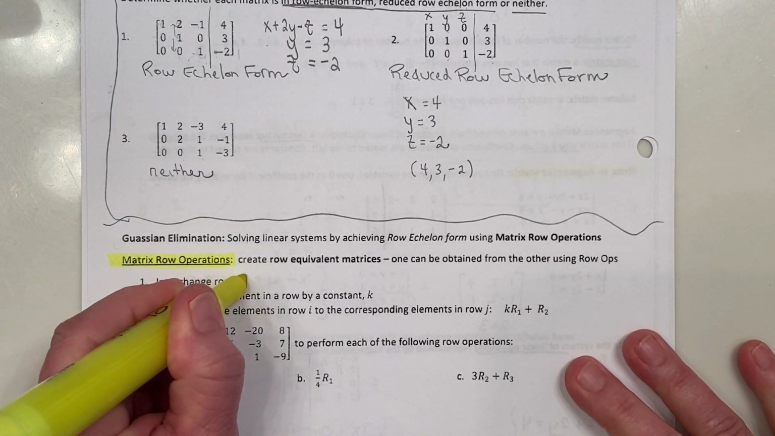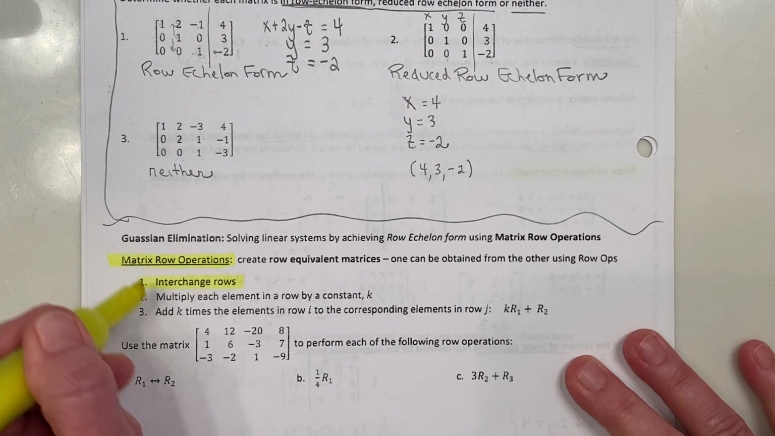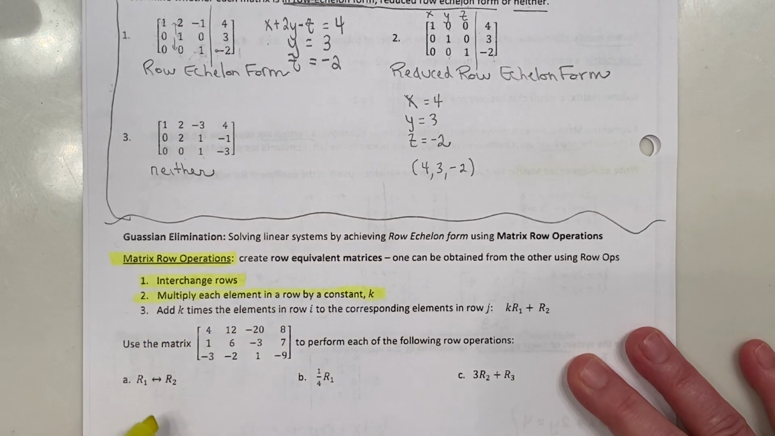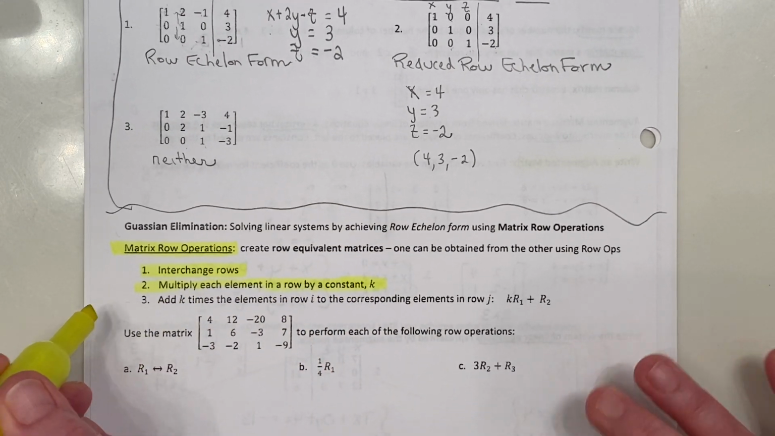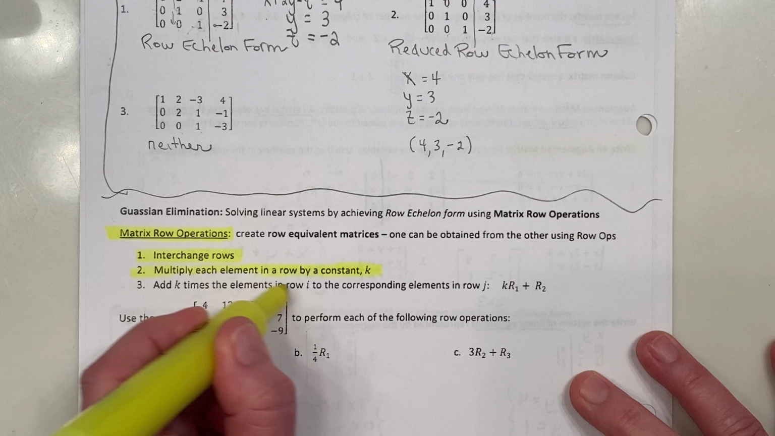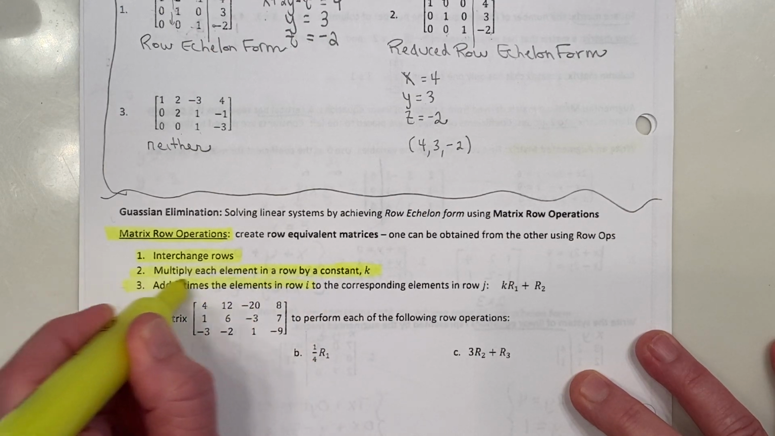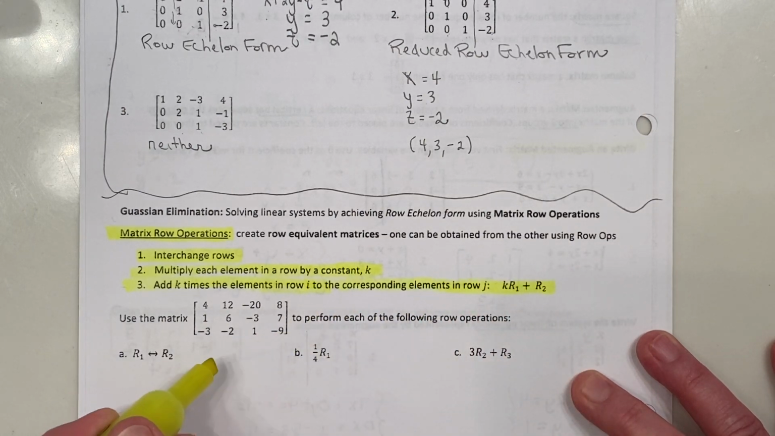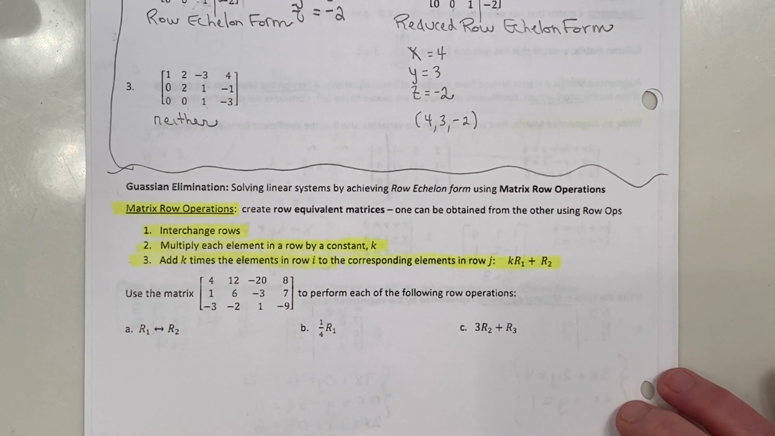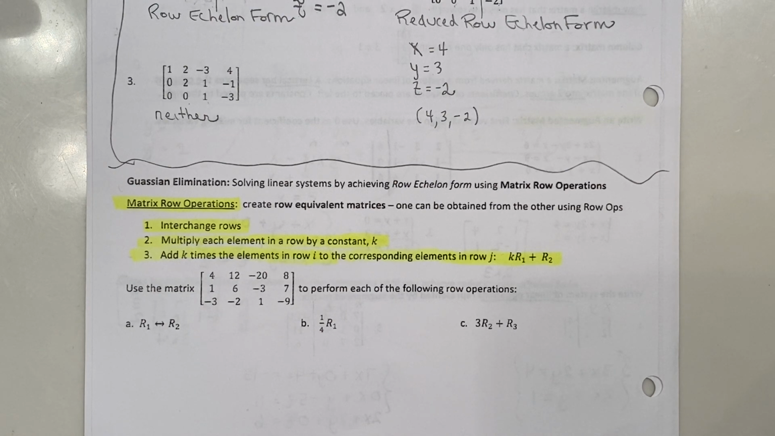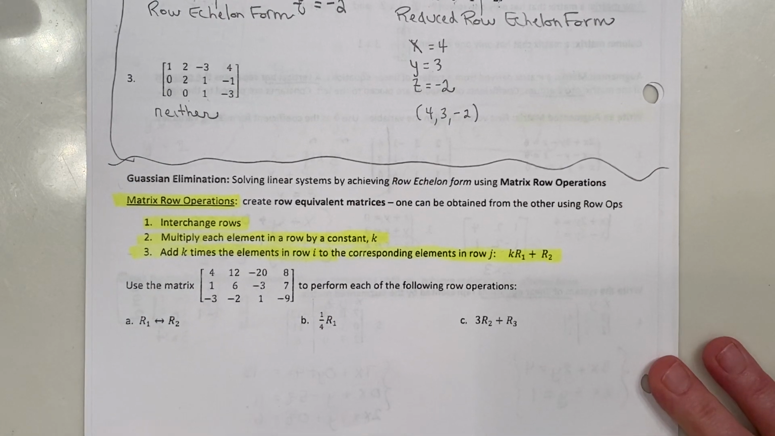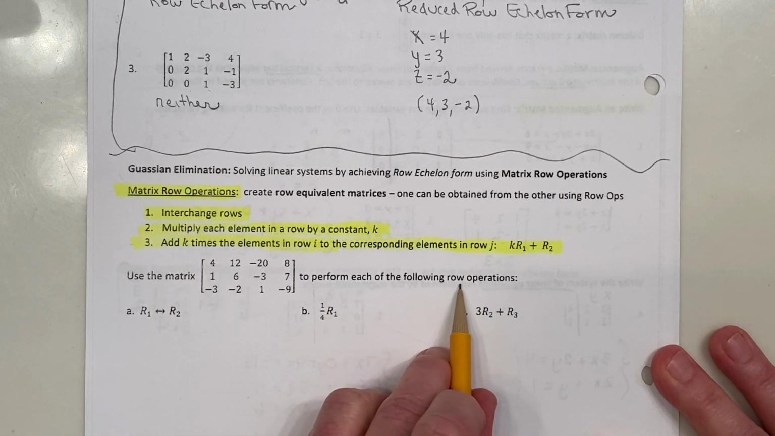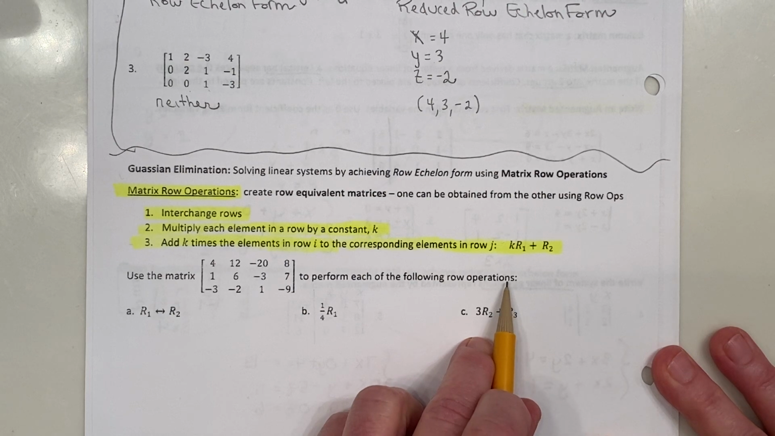We can interchange rows. We can take one row and multiply each element in that row by a constant. Or we can add k times the elements in a particular row to the corresponding elements in another row. So these are the three things we're allowed to do with rows of a matrix. So here we have an example. We're going to use this matrix to perform each of the following row operations.